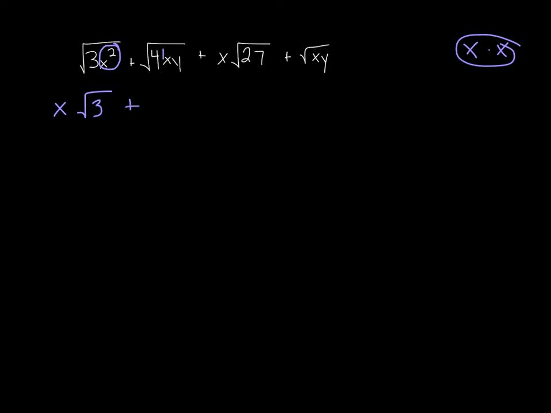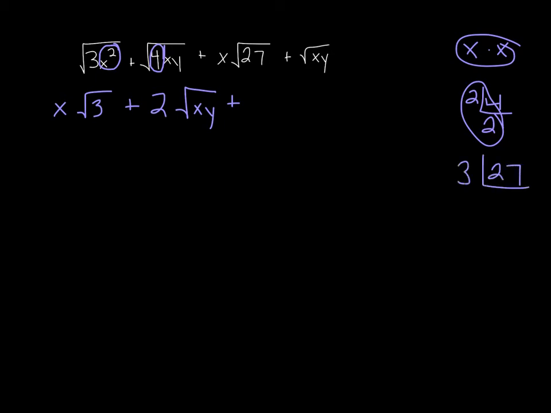Then for this next expression, we have a 4 inside, which is a perfect square. 4 is 2 times 2, so a 2 comes out. The x and y are both single. They don't have a pair, so they have to stay in. 27 looks like it can be simplified. So 3 times 9, and then 3 times 3. So there is a pair of 3's that can come out. There's already an x out there. And then there's a 3 left over that stays in. And then radical xy can't be simplified.